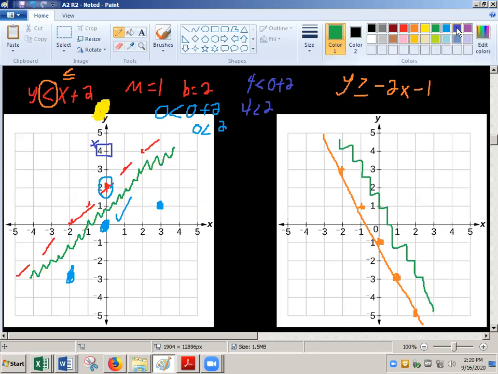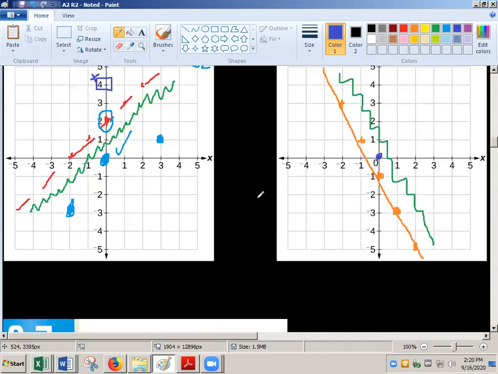Could we check our work? Yeah, the 0, 0 point looks like a good spot to test it out. So if I took 0, 0 and plugged it in, is 0 greater than negative 2 times 0, which is 0, minus 1? Yeah, 0 is definitely greater than or equal to negative 1. Last time I checked, so we're good to go.